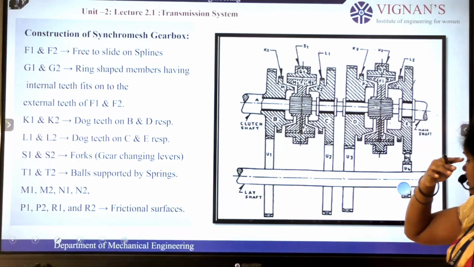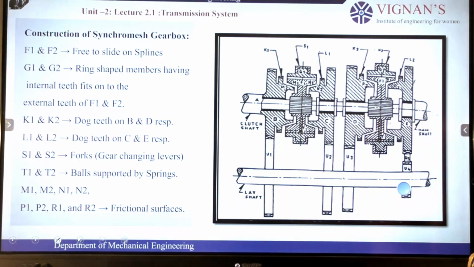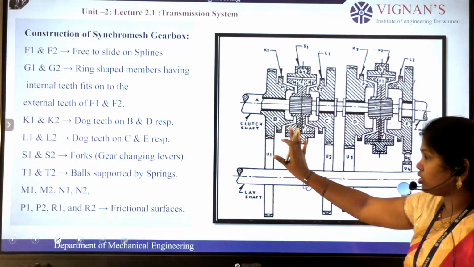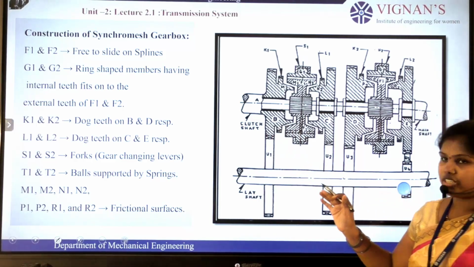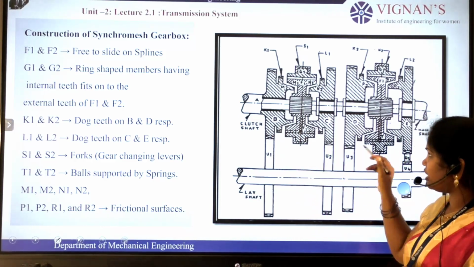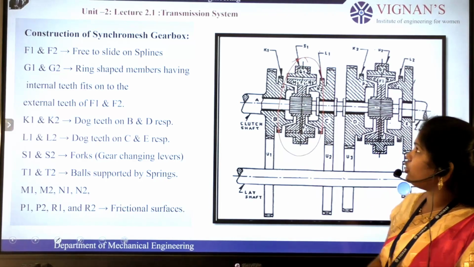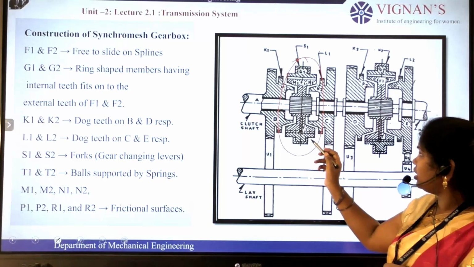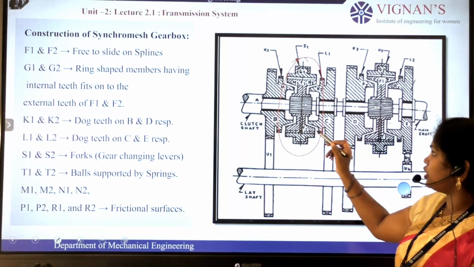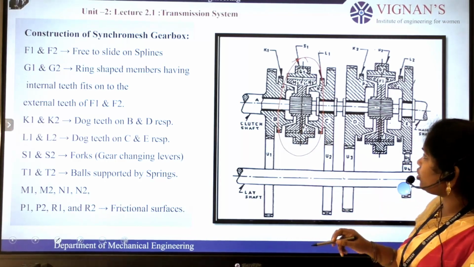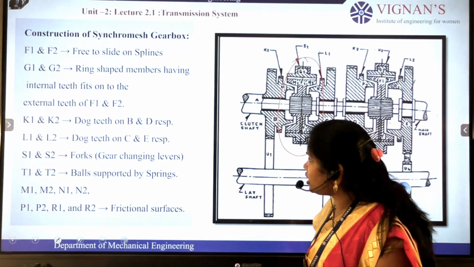So here is the construction of the synchro mesh gearbox. Here also we have constant meshes of gears. The main component is this synchro mesh unit. The dog clutch is replaced with this synchro mesh unit. These are the construction details of the synchro mesh unit.